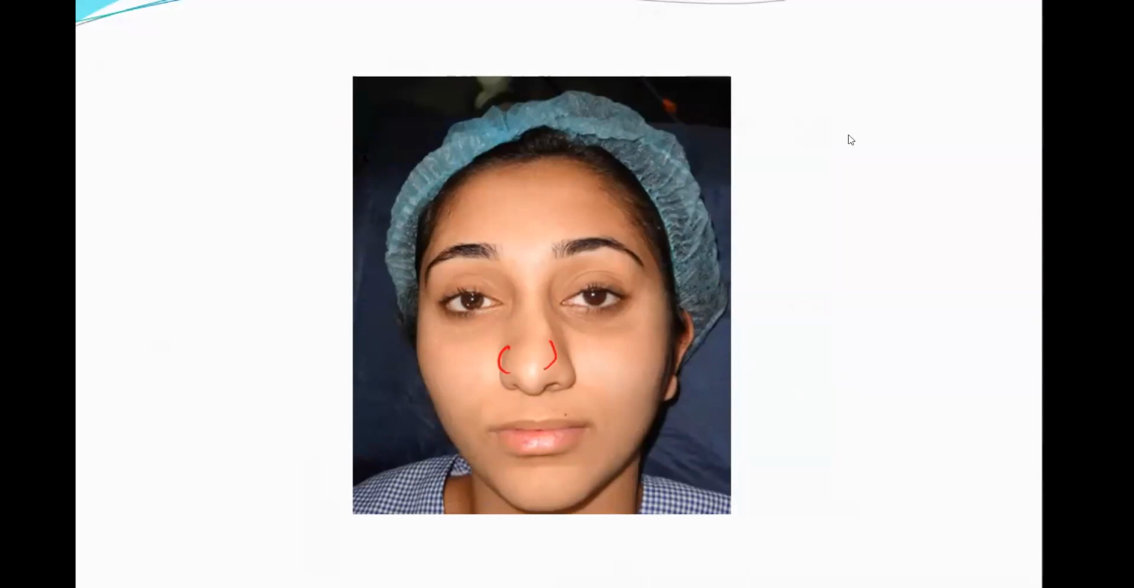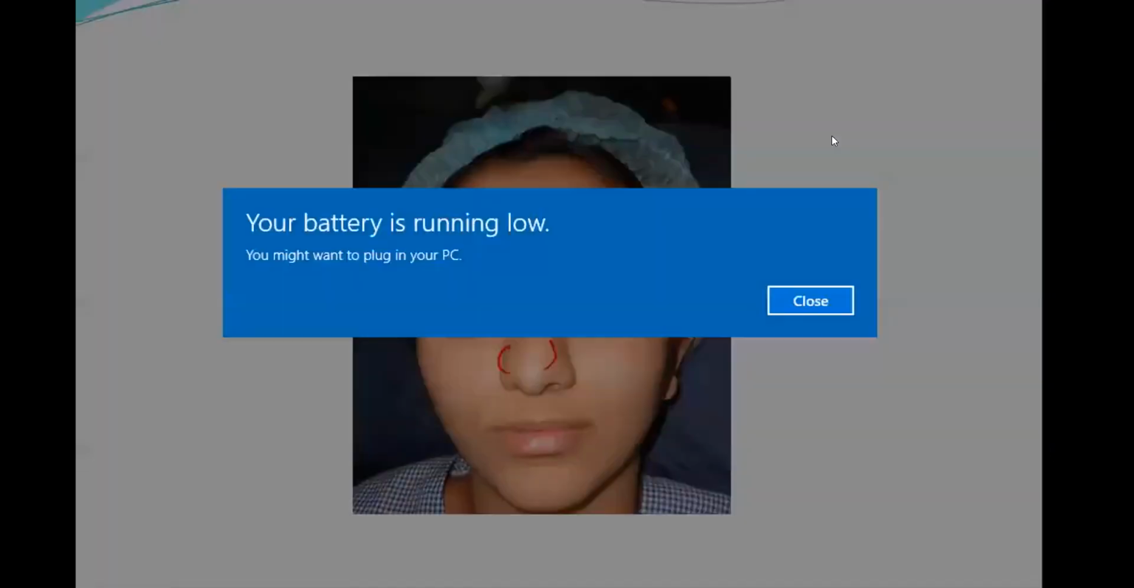I'm sorry, so many people are answering on the chat. I'll have to follow both things, the chat and this. Fibrosis, malposition, alar cartilage rotation. Okay, just hold on.